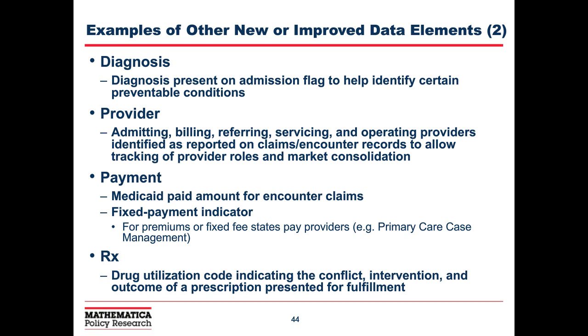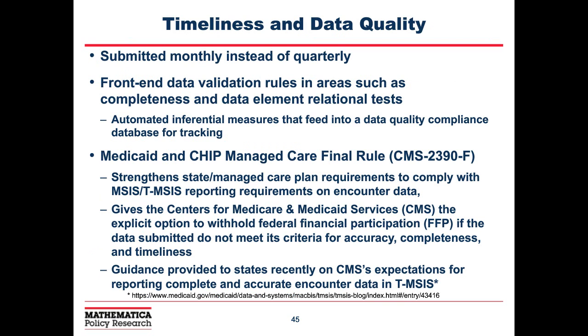For the drug part, I love those charts Craig mentioned in the beginning of the forum. Here, for example, we will have the drug utilization code, which is part of what the National Council for Prescription Drug Programs usually require. That will tell you any conflict, intervention, and outcome of a prescription presented for fulfillment at the pharmacy. So again, quite useful information about any sort of drug-drug interaction, overuse, that kind of information.